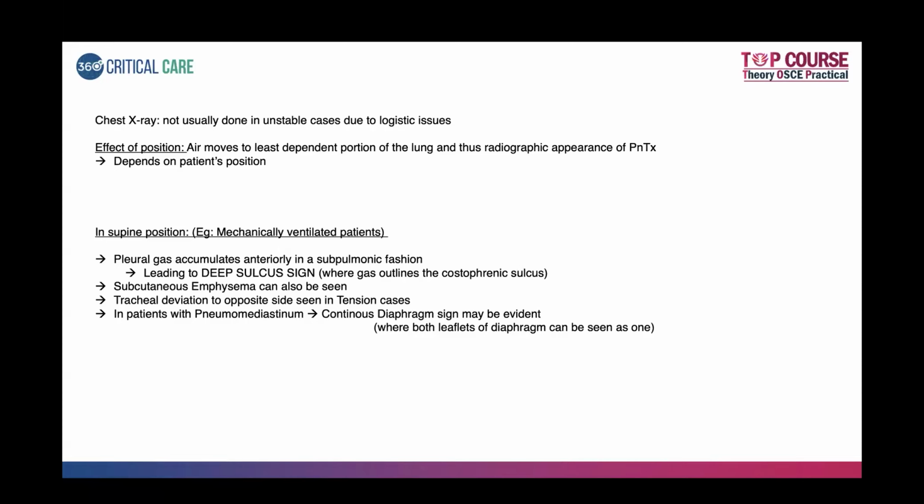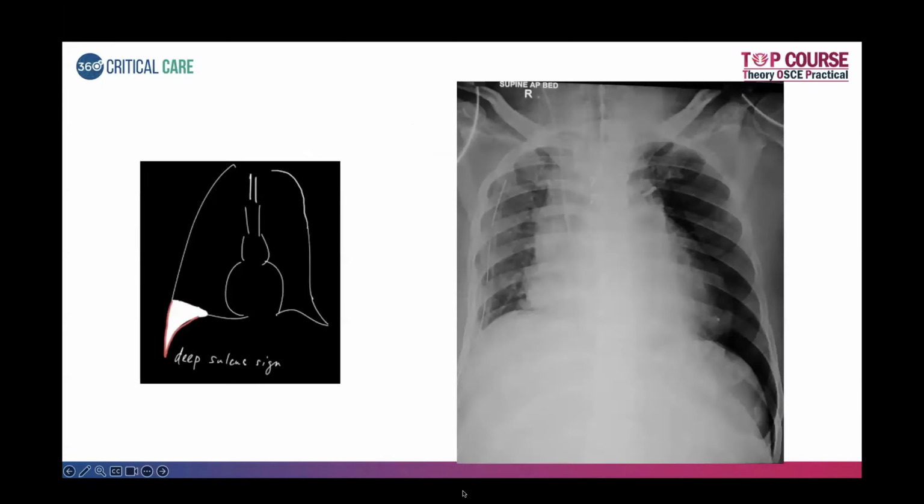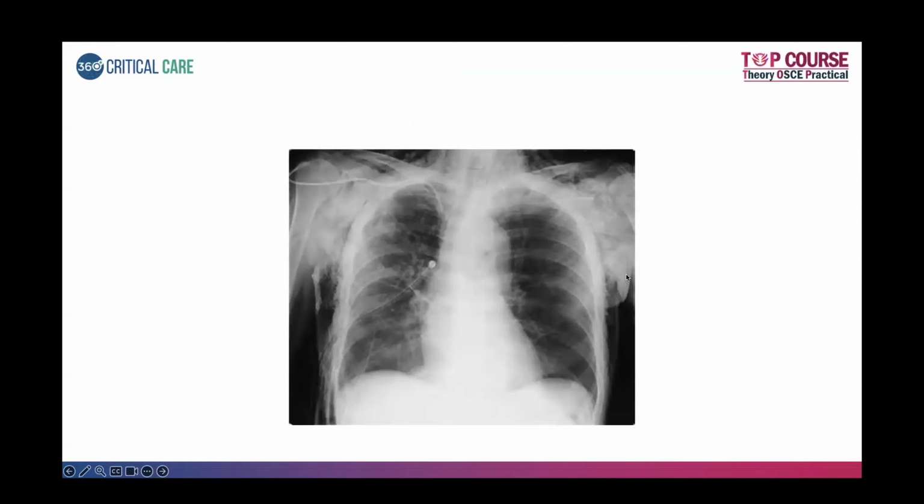So other findings that can be there are subcutaneous emphysema, tracheal deviation to the opposite side in cases of tension, and in patients with pneumomediastinum, there can be a continuous diaphragm sign where both the leaflets of the diaphragm can be seen as one. So here you can see there is a pneumothorax, and here you can see the deep sulcus sign. So this is supposed to be a continuous diaphragm sign, which is indicative of a pneumomediastinum.